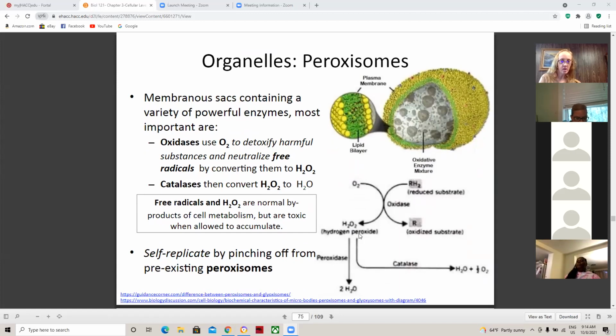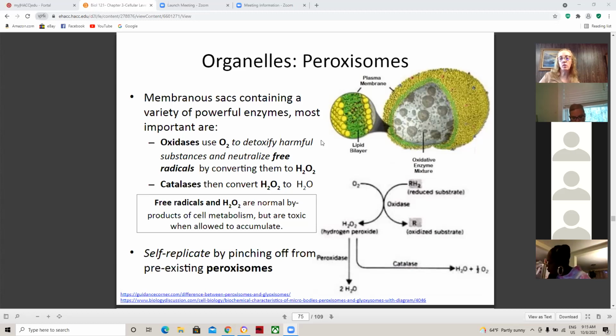Peroxisomes are membranous sacs similar to lysosomes in that they contain a variety of enzymes that are important in detoxifying harmful substances and neutralizing free radicals. You remember in chapter 2, we talked about free radicals and how dangerous they can be, and that they randomly give up electrons to other things. And so they have to be neutralized.